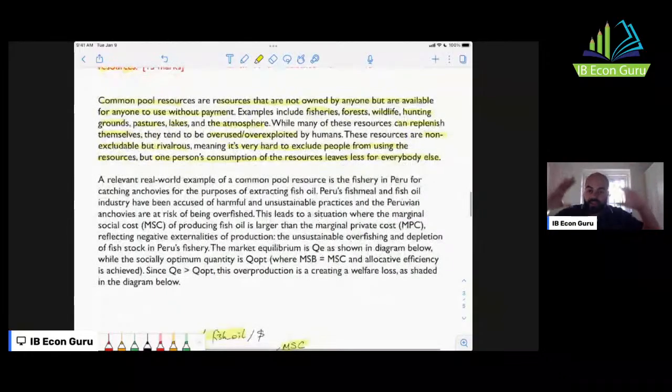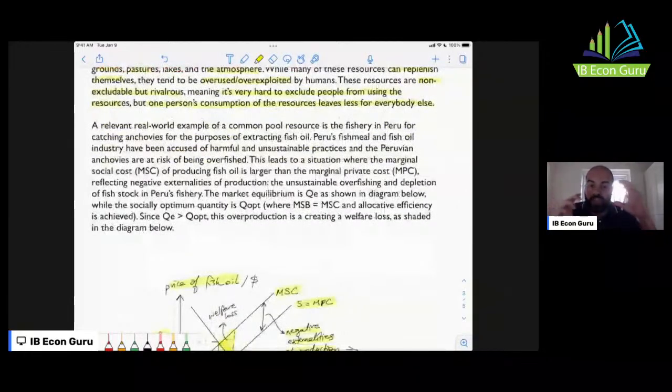And then in the next paragraph, I started to explain relevant theory and explain the diagram that I've drawn while linking to a relevant real-world example. A relevant real-world example of a common pool resource is the fishery in Peru for catching anchovies for the purposes of extracting fish oil. This was an article that I came across in my readings. I know that the anchoveta fishery in Peru is facing a problem of overexploitation.